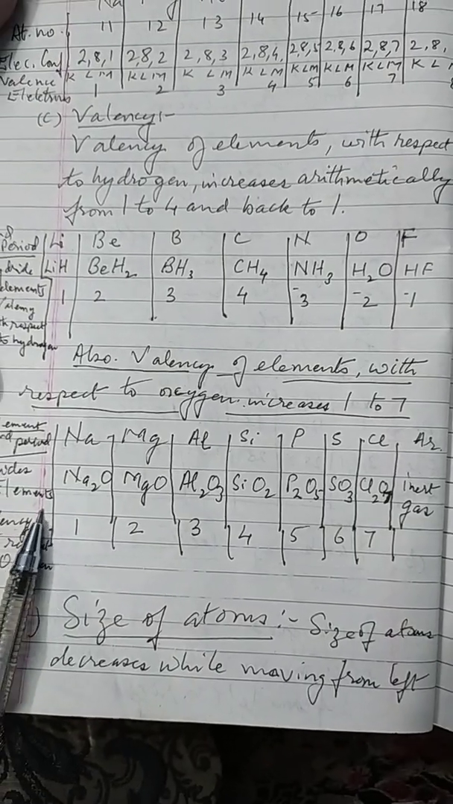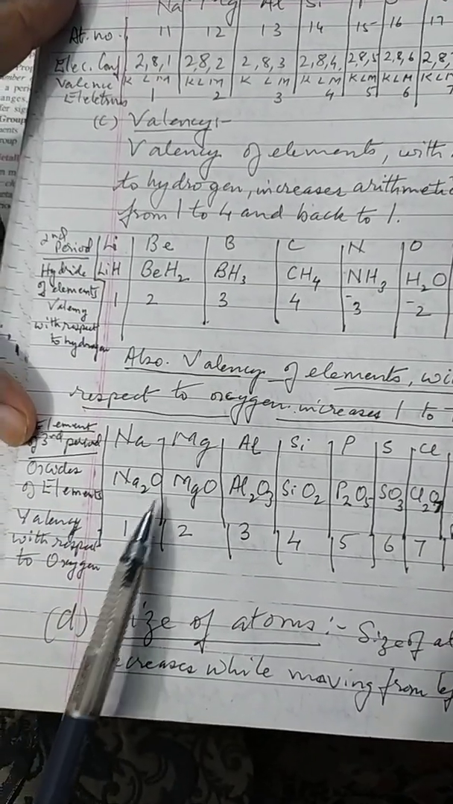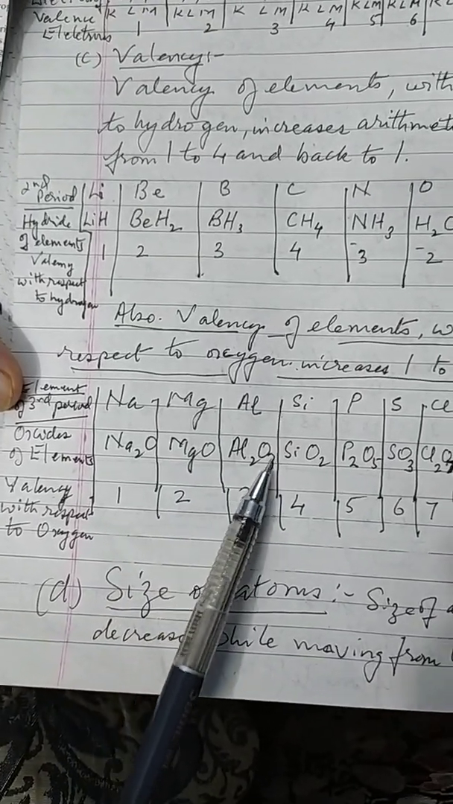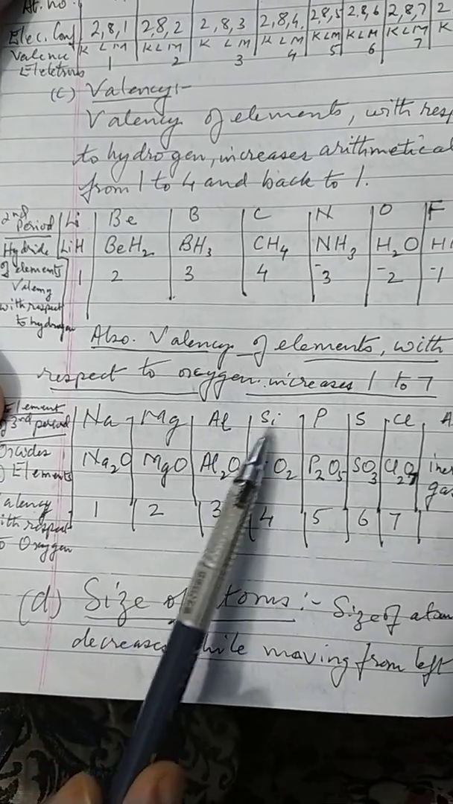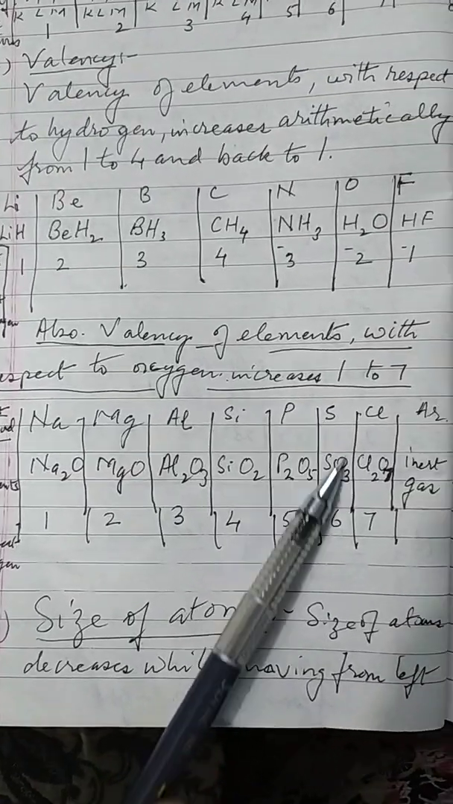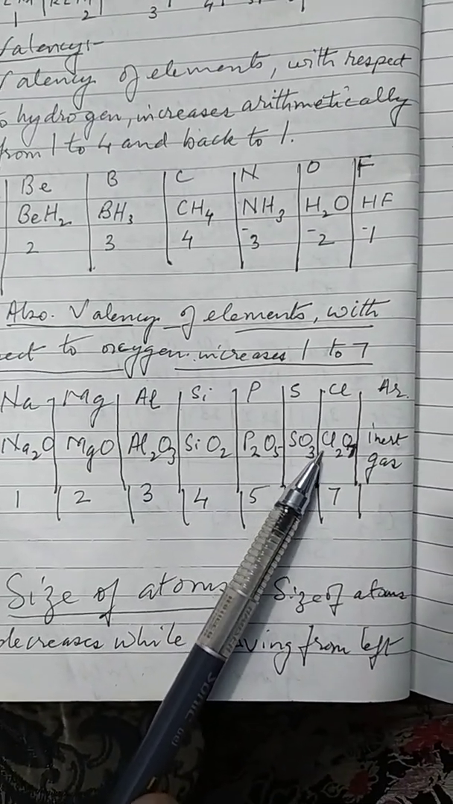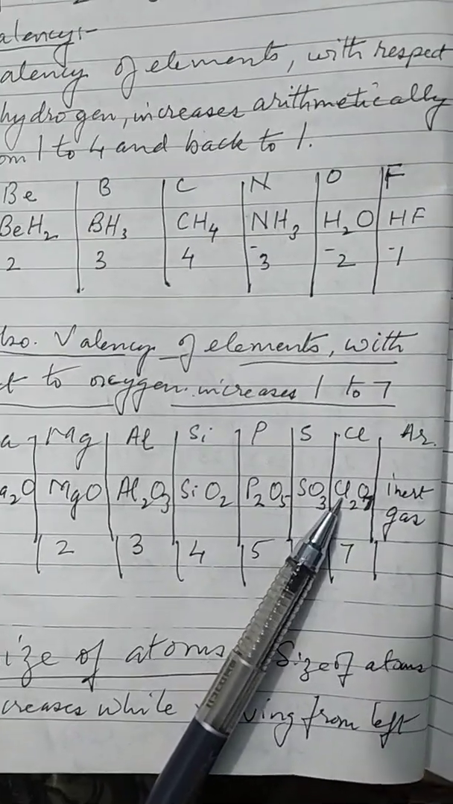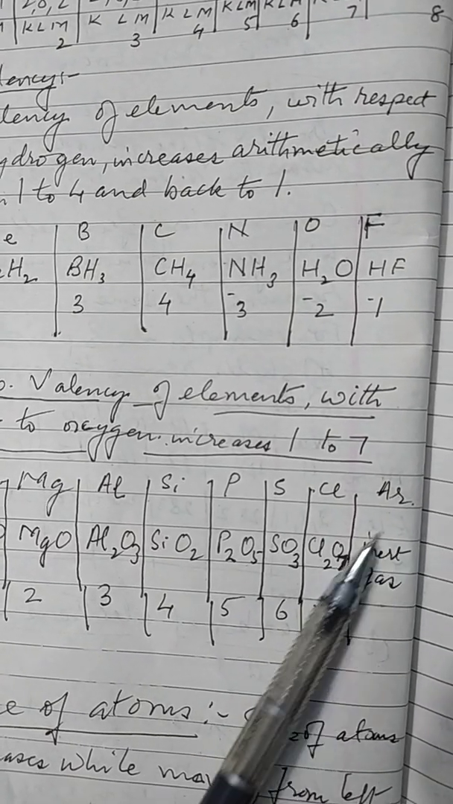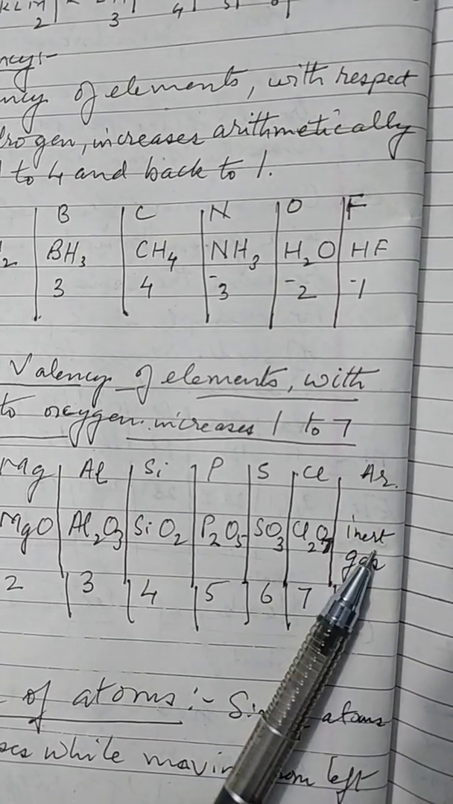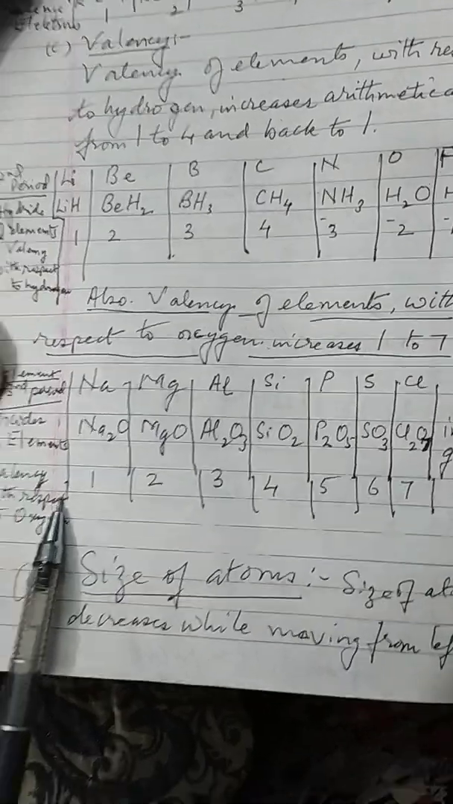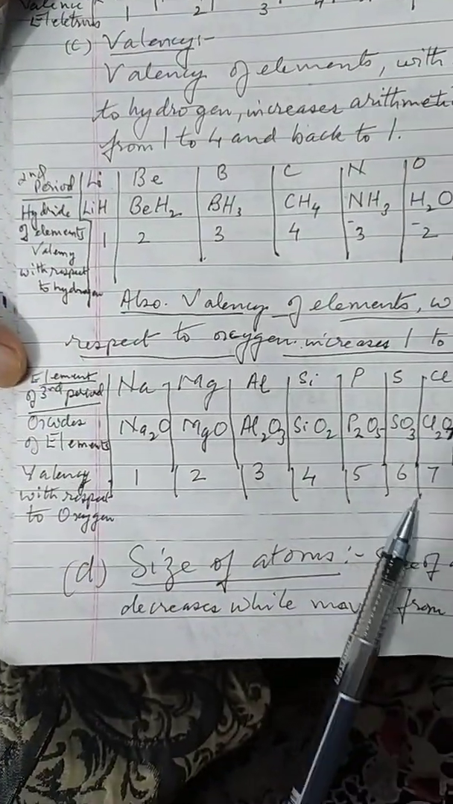Also, we see the valency of elements with respect to oxygen increases from 1 to 7. For example, in the oxides of elements, sodium oxide valency is 1. In magnesium oxide valency is 2. Aluminium oxide valency is 3. In silicon oxide valency is 4. In phosphorus oxide valency is 5. In sulfur oxide valency is 6. Then chlorine oxide valency is 7, and the last one is the inert gas argon, which does not combine with any element. So we see how the valency with oxygen increases from 1 to 7.